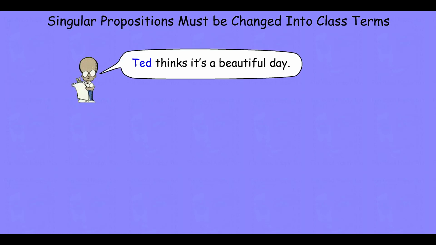Here's another example of how I may find myself having difficulties. Singular propositions are propositions that refer to a single individual. Something like this: Ted thinks it's a beautiful day. There's nothing wrong with these sentences in English, but an individual isn't a class of things. And so as a result, I don't have any way of taking advantage of my formal system to evaluate arguments containing singular propositions unless and until I can translate those singular propositions into classes of things.